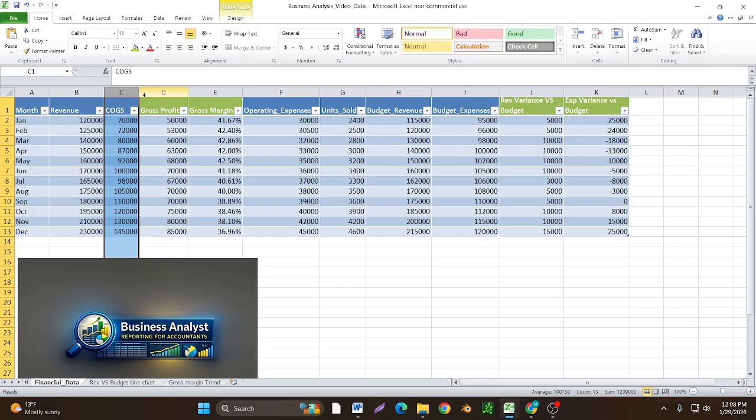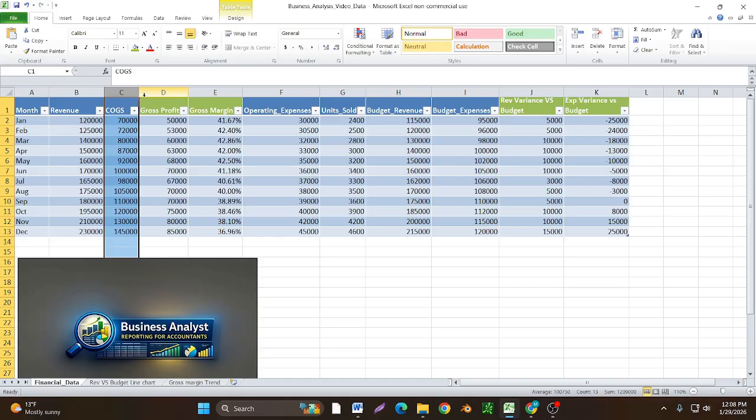So let's turn data into business insight. Let's say we see revenue is rising, units are rising, but expenses are rising faster. The insight might be growth is happening, but efficiency is declining. The decision might be investigate labor productivity, negotiate supplier contracts, or adjust pricing strategy. This is what separates accountants from analysts.